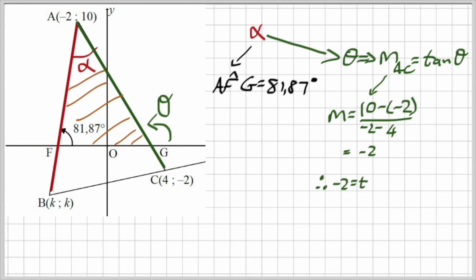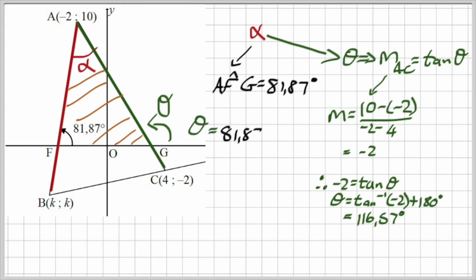I'm going to substitute this into negative 2 equals tan theta. And if I solve for theta, I'm going to get an answer of 116,57. Remember, I'm adding the 180 degrees because there's a negative gradient. Now my question is, if I've got theta and I've got the 81,87, how do I get alpha? Well, theta is the 81,87 plus alpha.